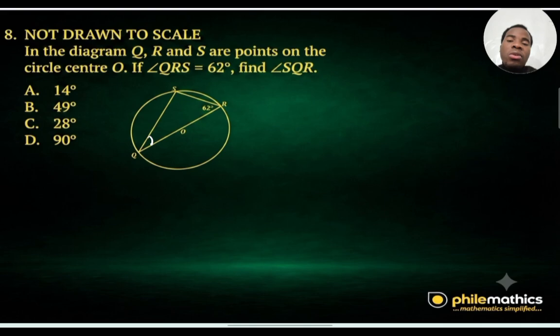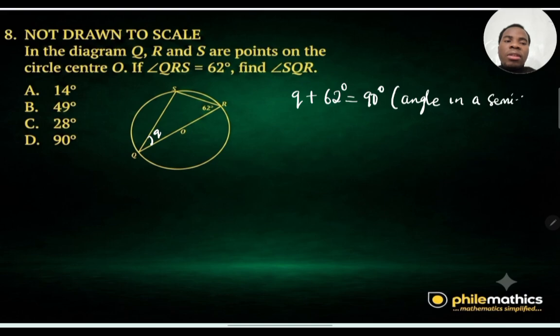since angle in a semicircle sums up to 90 degrees or is a right angle, the angle we are looking for, let's call it Q. It means we must have that Q plus 62 degrees should give us 90 degrees. The reason is angle in a semicircle is a right angle.